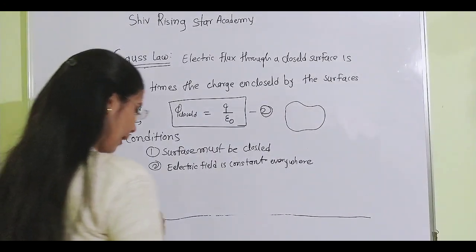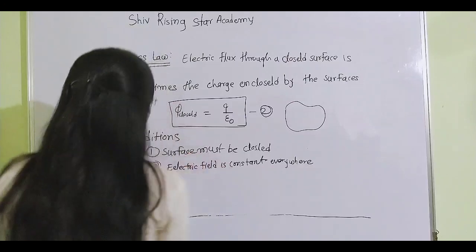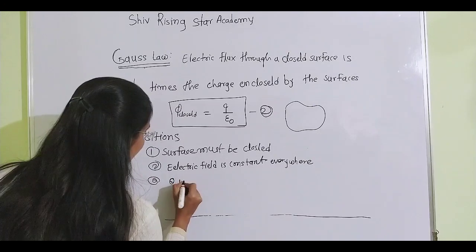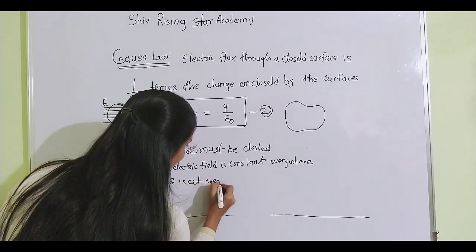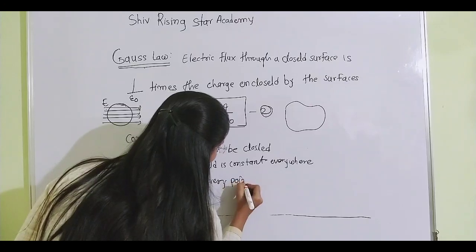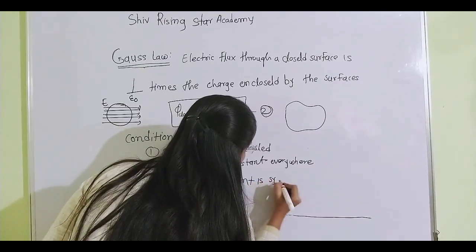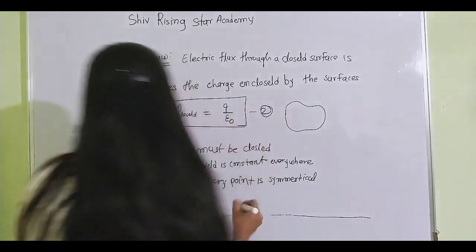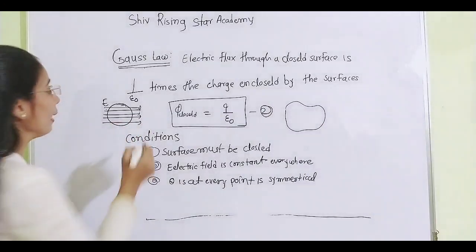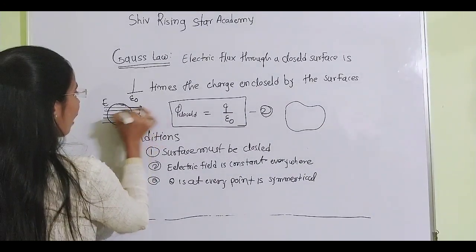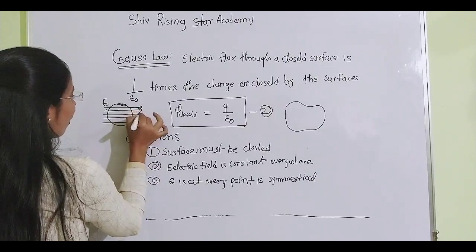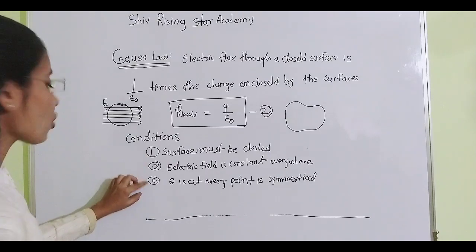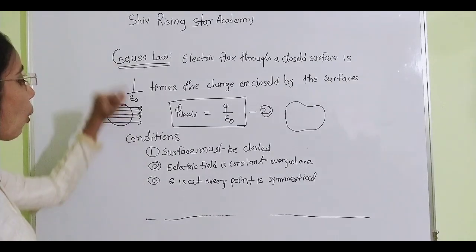The third condition is that theta at every point is symmetrical. That is, the angle theta, which is the angle between the electric field and the area vector, is similar or symmetric at each and every point. When all these conditions are satisfied, then we can use Gauss's law.